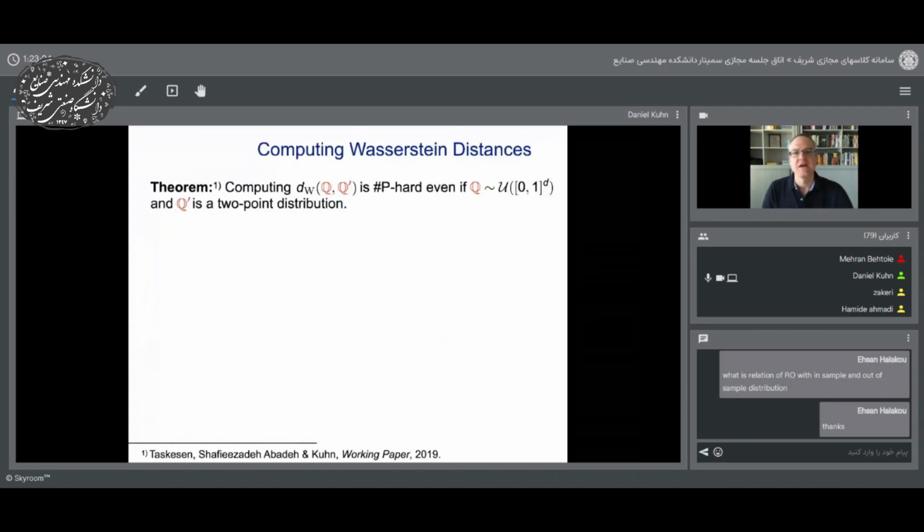Okay. Now, computing Wasserstein distances turns out to be itself a very difficult problem. It's actually #P-hard, even in simple cases when Q is the uniform distribution on a d-dimensional hypercube. So it's like the simplest continuous distribution in d dimensions. And the other distribution Q prime is a two-point distribution, so a discrete distribution with only 2 points. Even in this simple case, computing the Wasserstein distance between Q and Q prime is #P-hard.